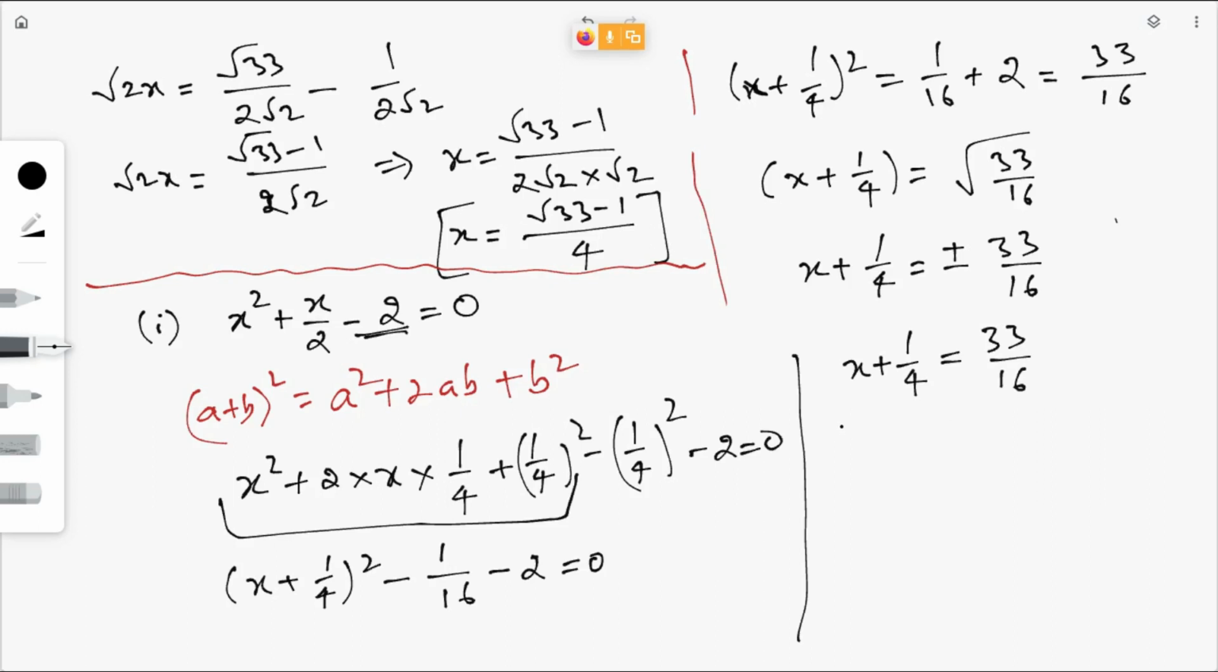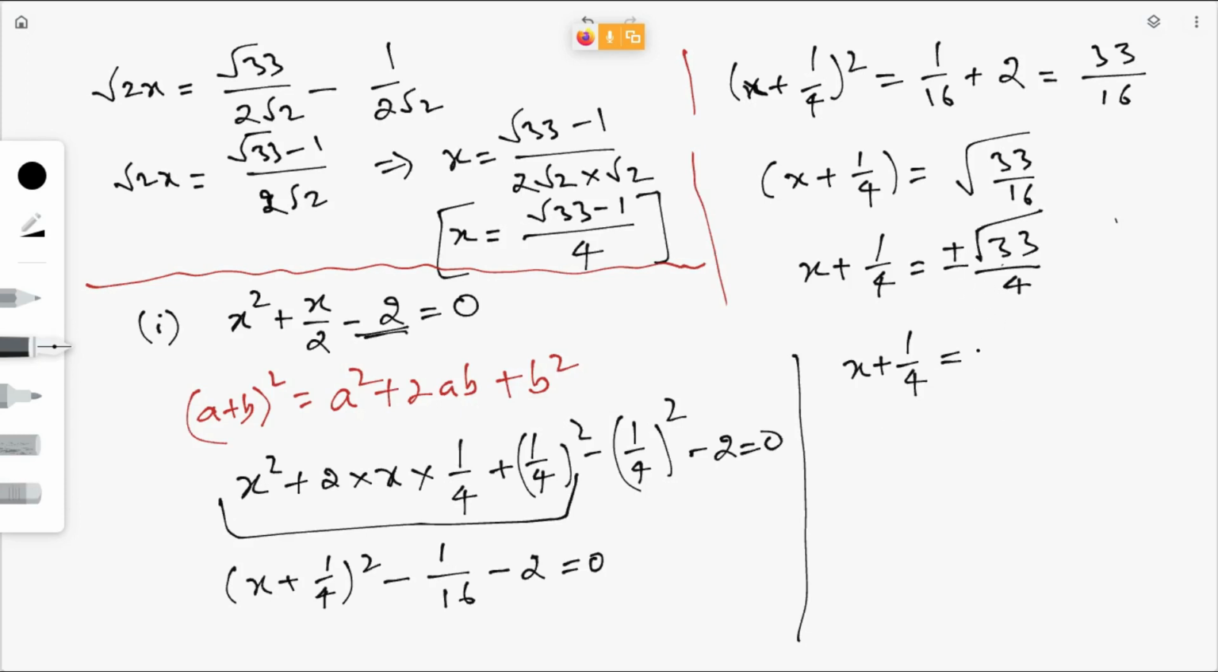So you should write it as root 33. Sorry. Okay, root 33 by 4. If you take a root of these two, you will get root 33 because it is not a perfect square. As 33 is not a perfect square, root 33 will remain as it is. As 16 is a perfect square, root of 16 is 4. Okay, so root 33 by 4.